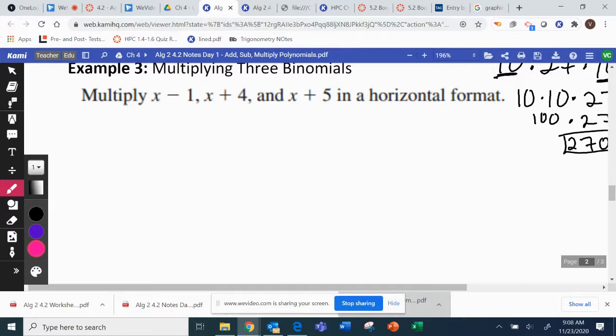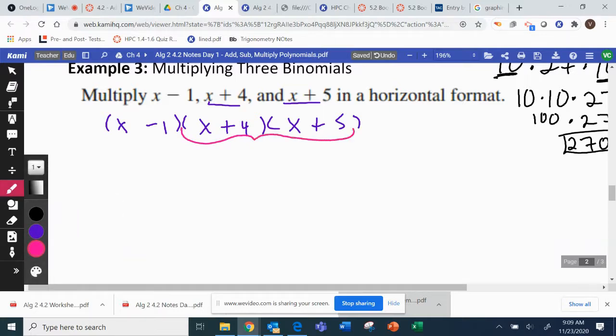As I'm writing these down, does anybody have a preference of the first 2 that I should multiply together? Speak louder because I don't know what your preference is, if there is any preference. No? Okay, then I'm going to choose. Since these 2 are both positive, I think I'm going to multiply these together first.